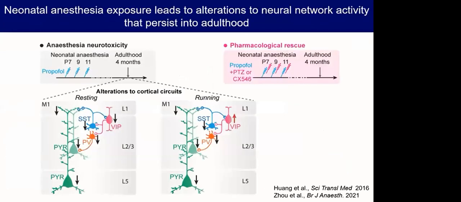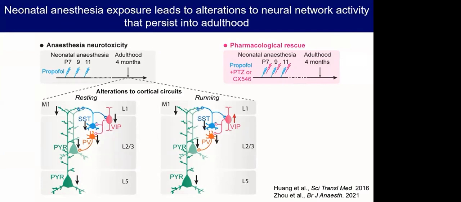So our conclusion is, repeated but not a single exposure of neonatal mice to general anesthesia causes motor learning impairment in adulthood, which is accompanied by a reduction of pyramidal neural activity in the motor cortex. The activity of local inhibitory interneural networks is also altered. SST expressing and PV expressing interneurons are less active, whereas VIP expressing interneurons are increasingly activated when the mice are performing a motor learning task.